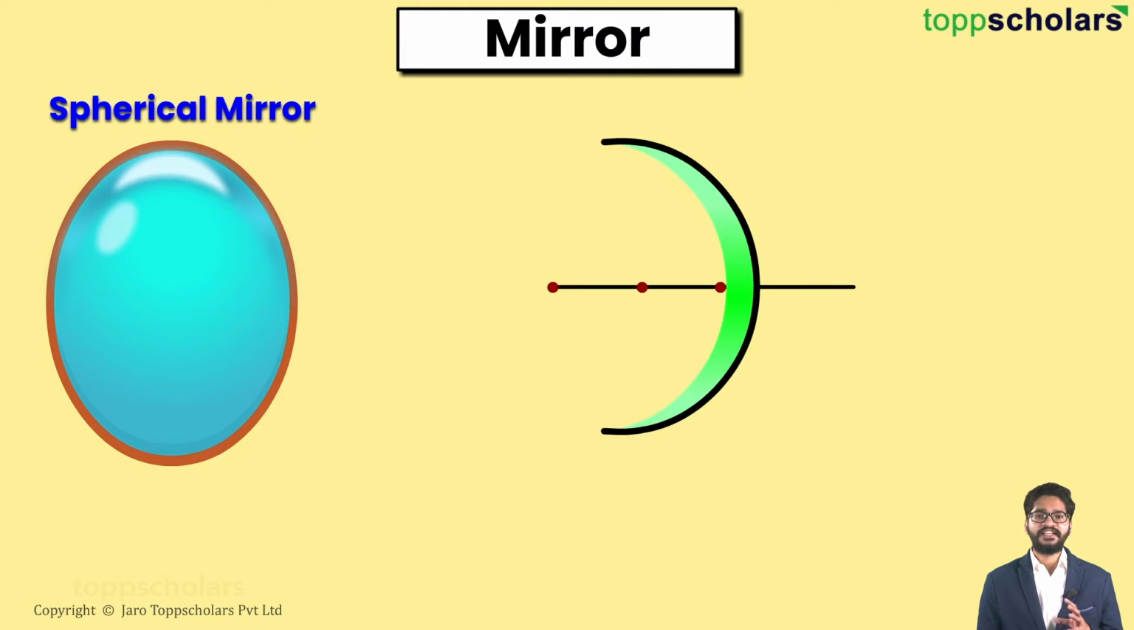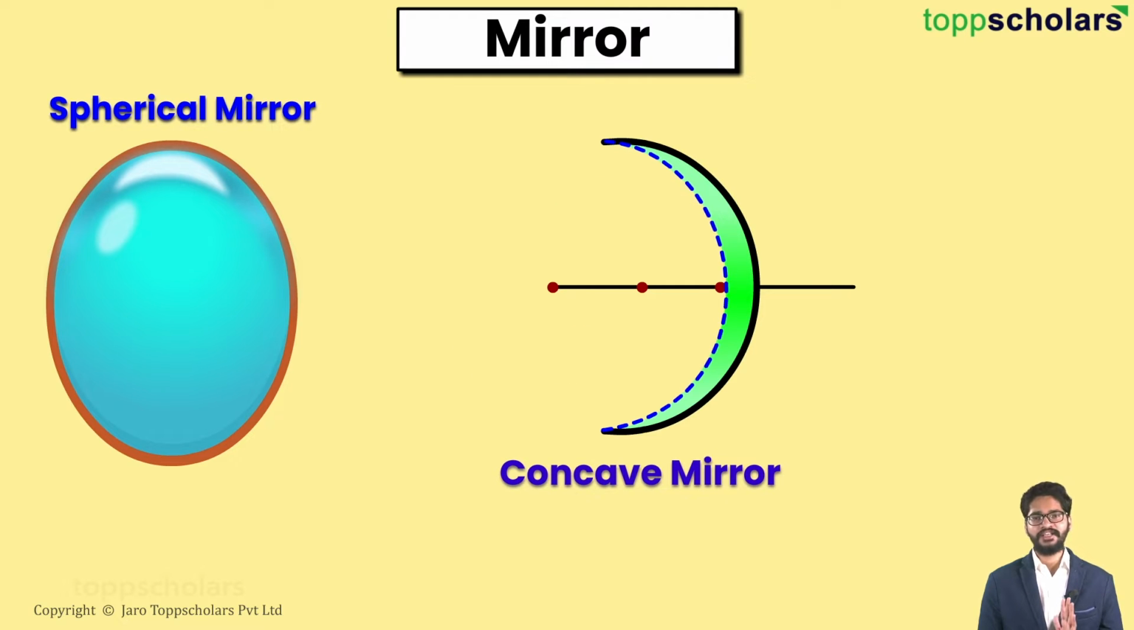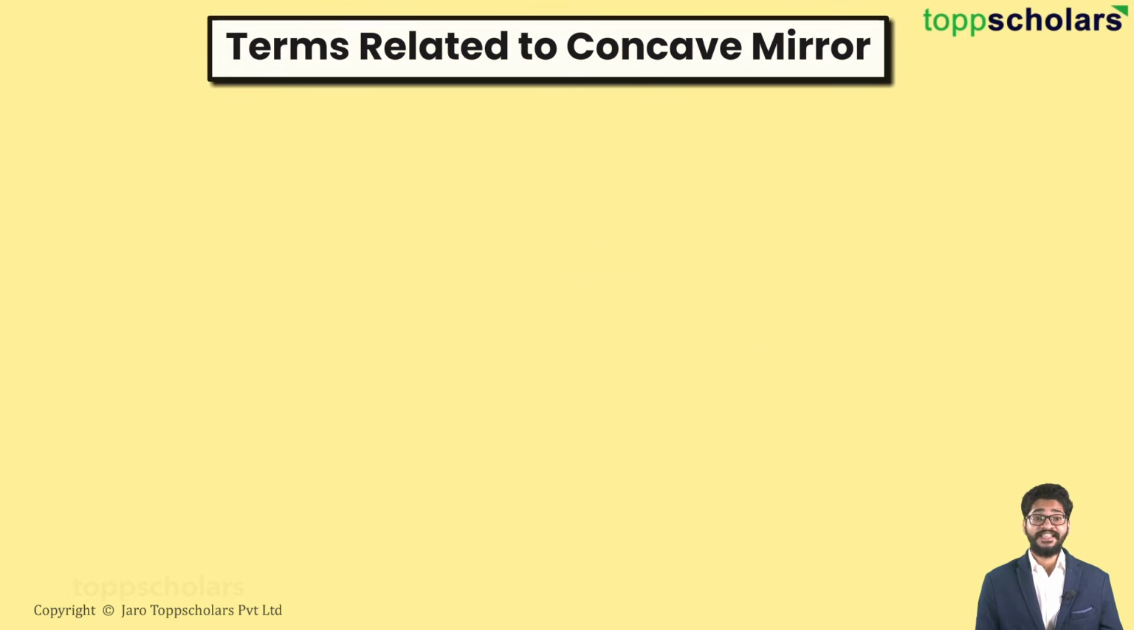The mirror whose reflecting surface is on the inside of the curved surface is called a concave mirror because it forms like a cave inside. Now that we know what a spherical mirror is, we will see some terms related to the concave mirror. These terms will be useful in tracing the formation of images.